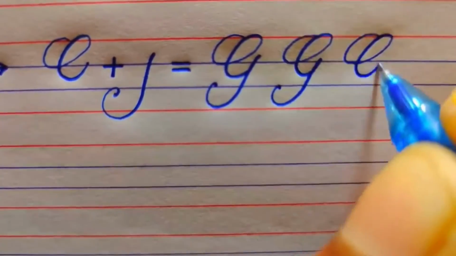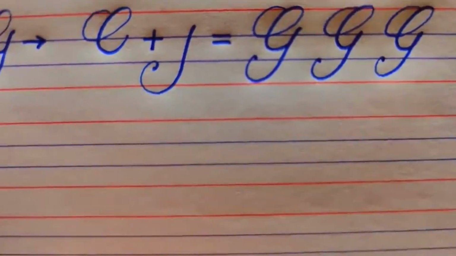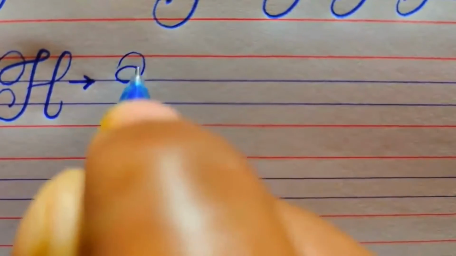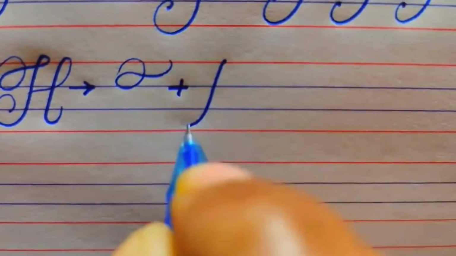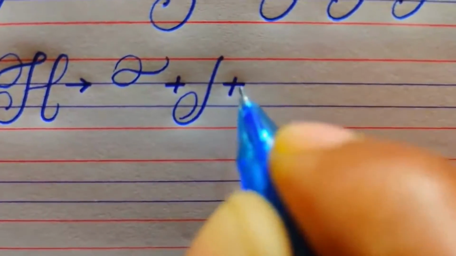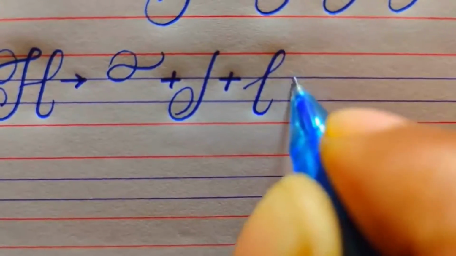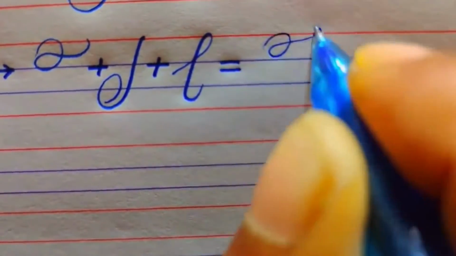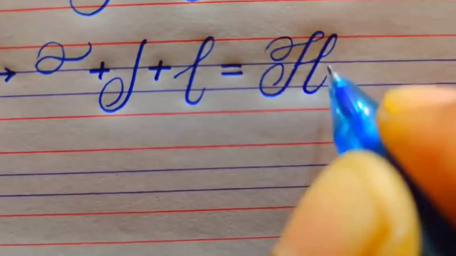G. Now the turn of H. The first word of H plus the second word of H plus the third is equal to H.